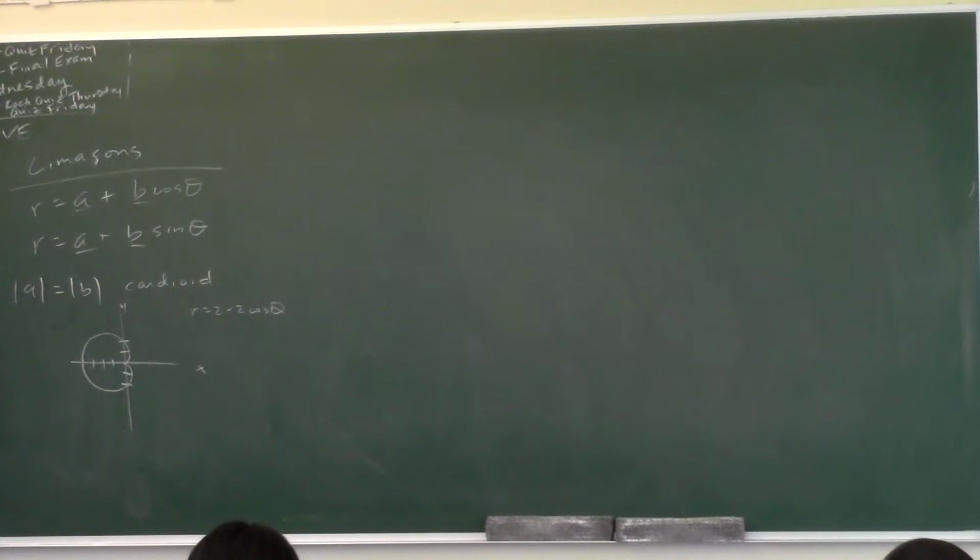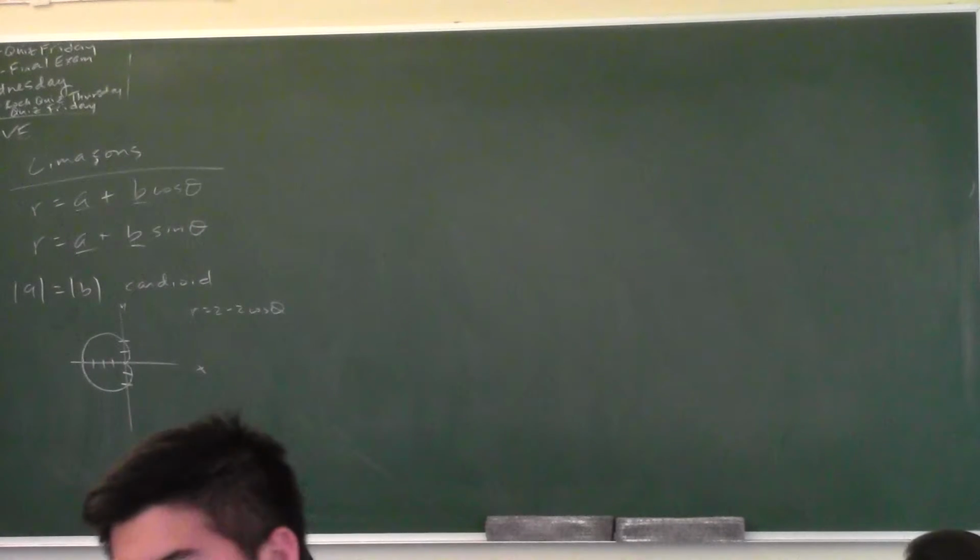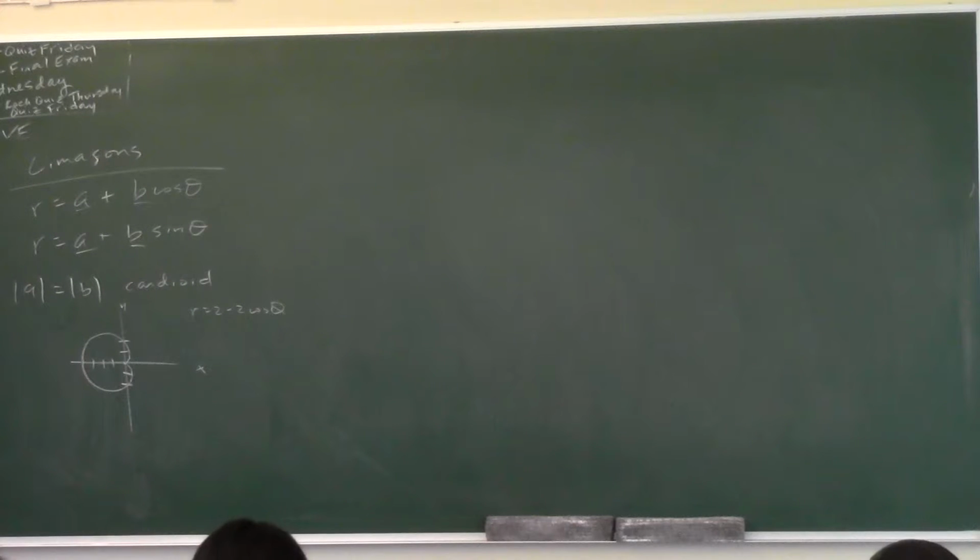Now let's look for the patterns in the cardioid. Let's do another one. Let's do a sine one. How about 3 plus 3 sine theta? Let's graph it.